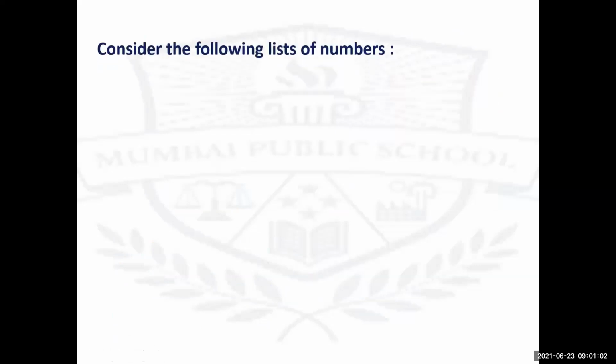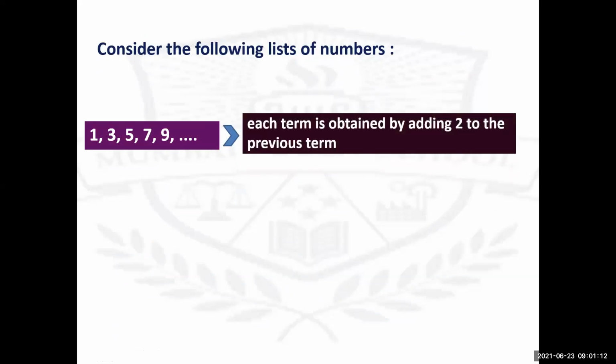And consider the following list of numbers. Check here, 1, 3, 5, 7, 9. Each term is obtained by adding 2 to the previous term. From 1, when you get 3, you're adding 2. From 3, when you shift to 5, you're adding 2. From 5, when you move to 7, it is plus 2. And again, from 7 you go to 9, it is plus 2. So here you get plus 2, plus 2, plus 2, plus 2. Each term here is obtained by adding 2 to the previous number.